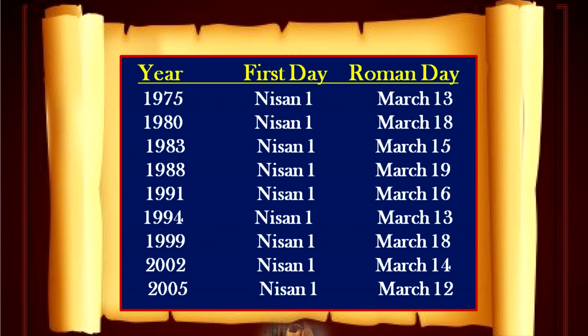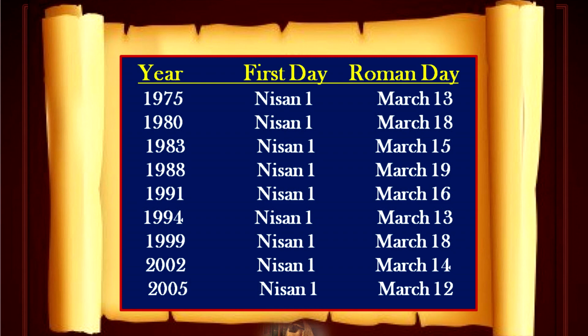And as we can see, starting in 1975, Nisan the 1st, they set on March 13th, before the equinox, right? In 1994, they set their Nisan the 1st on March the 13th. And finally, the list that we have, in 2005, they set their first of Nisan March the 12th, way before the vernal equinox had even arrived. But you know what, friends?